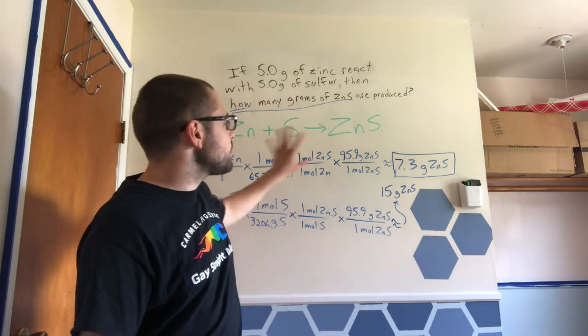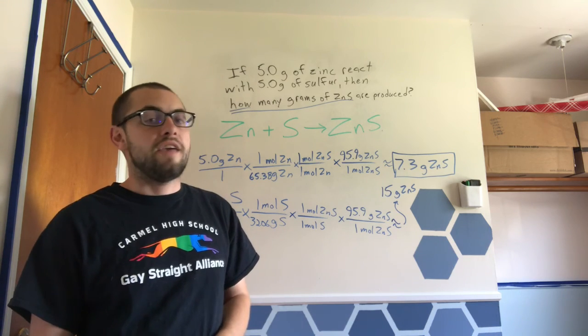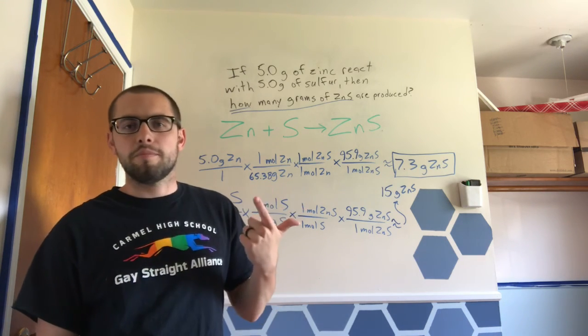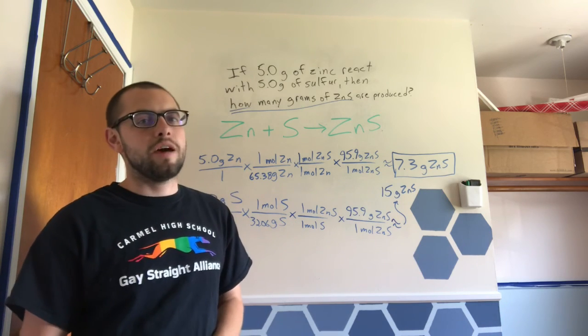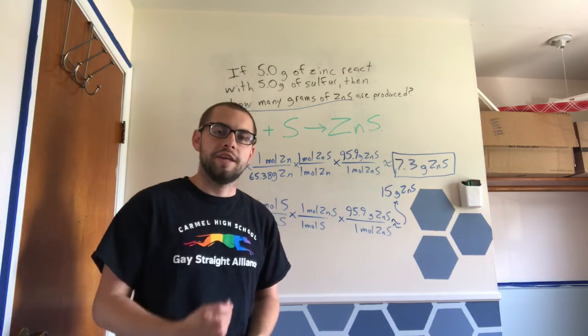So this is the most work that you would have to do for a stoichiometry problem like this. If it doesn't say excess, if it doesn't say abundance, you're going to have to solve that problem twice, and then go with the smaller answer.